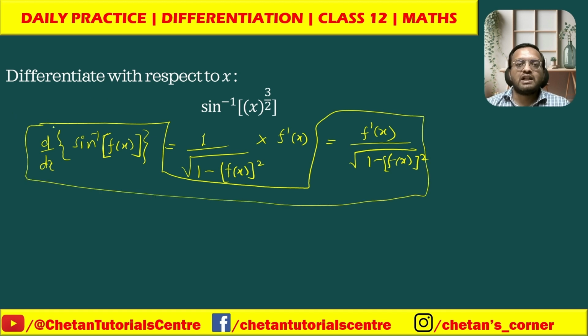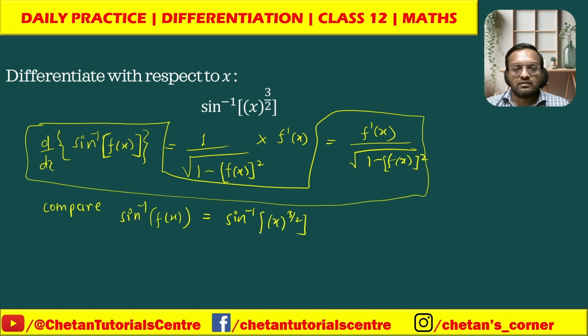Now how to apply this formula? Let me show you. First, I will compare the given inverse trigonometric composite function, which is sine inverse of f of x, with sine inverse of x raised to 3 by 2. Then after comparison, what I will get? f of x is equal to x raised to 3 by 2.